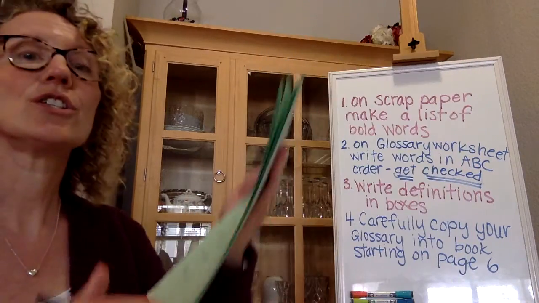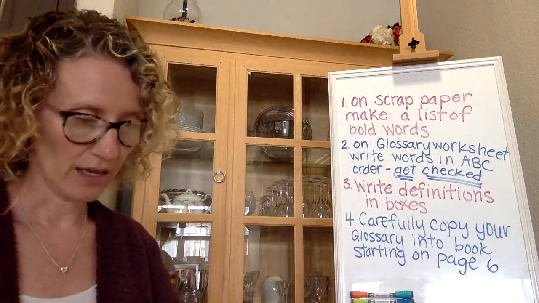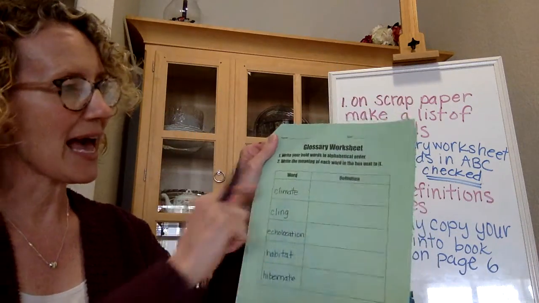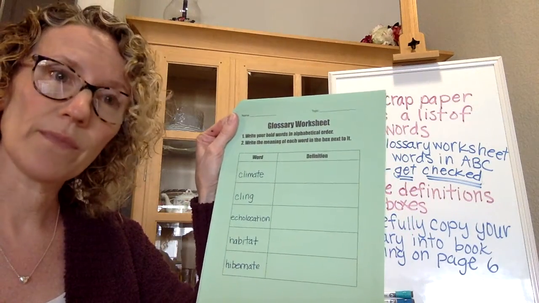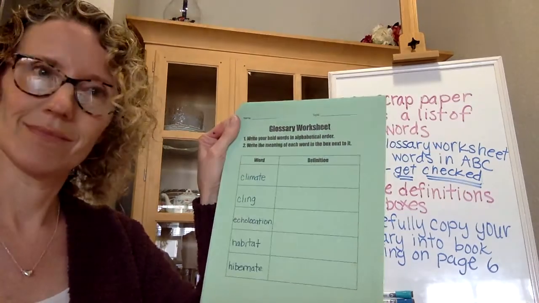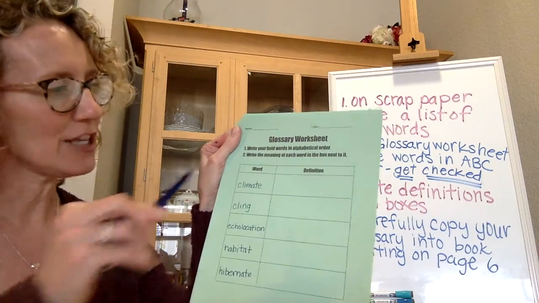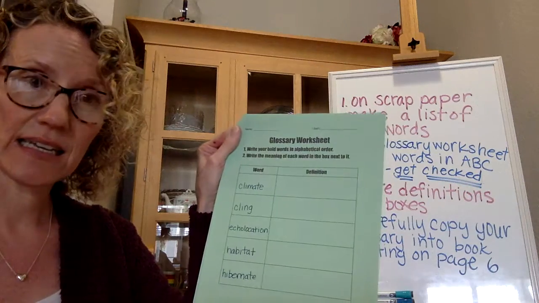Yeah. So we're going to pretend that I've done all of my words. I'm going to have to go to the second page for sure. But am I writing the definitions yet? Am I writing what they mean yet? No. I'm just writing the words in ABC order. And then I'm going to what? Get checked. That's right. You have to get checked because your next step is to write down what each of these words means. All right?